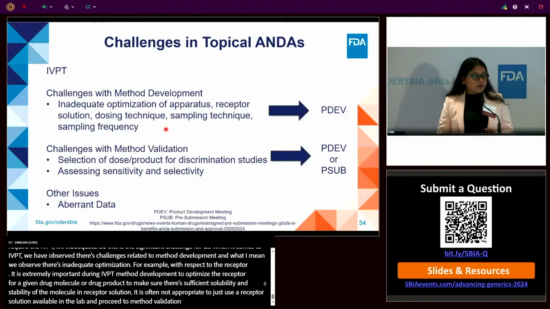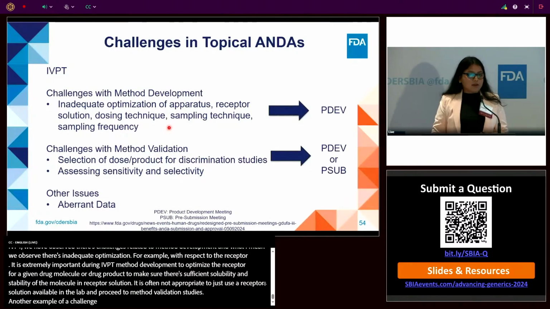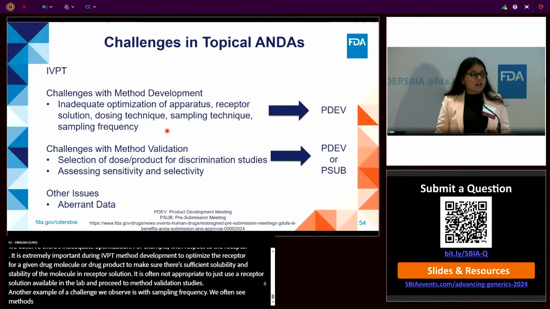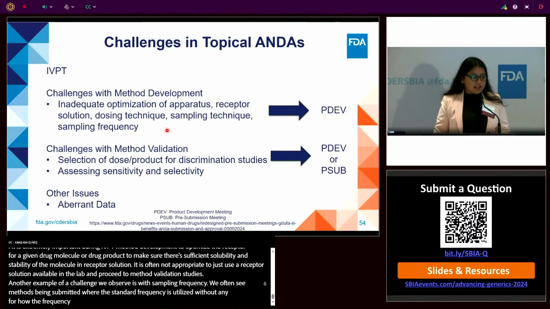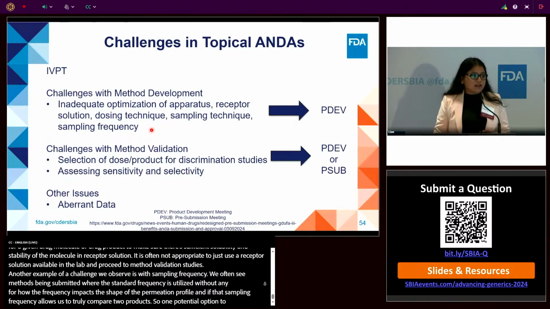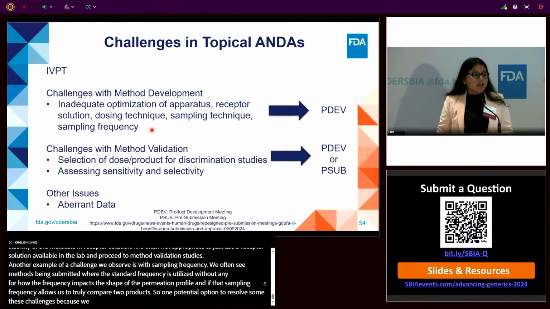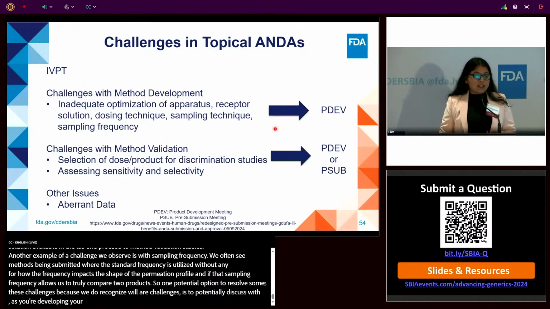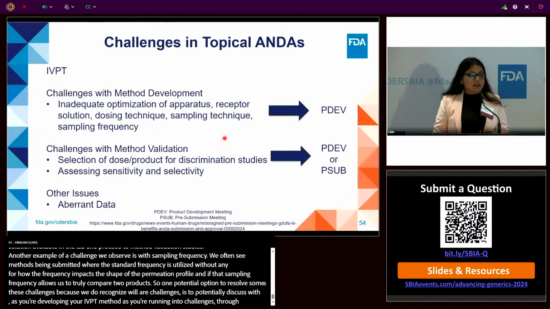Another example of a challenge that we observe is with sampling frequency. We often see methods that are being submitted where a standard sampling frequency is utilized without any consideration for how that sampling frequency impacts the shape of that permeation profile, and if that sampling frequency allows us to truly compare two products. So one potential option to resolve some of these challenges, because we do recognize there are challenges with IVPT method development, is to potentially discuss with us as you are developing your IVPT method, as you are running into these challenges through the pre-NDA path, and specifically through the product development meetings.